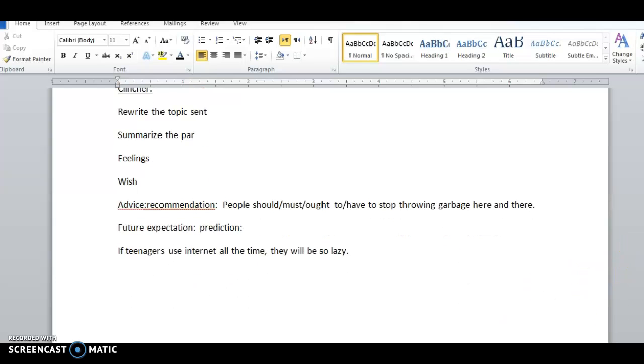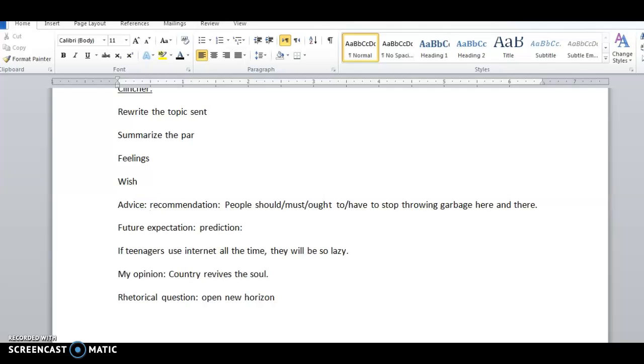I can give my opinion as a writer. Of course, I do not say my opinion is such and such. I just say, as the writer used here, country revives the soul. This is his opinion. He likes to live in the country. I can write the topic sentence, summarize the paragraph, feelings, wishes, advice, future expectation, my opinion. I can give a rhetorical question in order to open new horizons, but I have to be so smart. When I ask a question at the end of the paragraph, I have to let the reader go back to my paragraph and find the answer between the lines and the words of my paragraph. Okay? So I can use these things in my clincher.